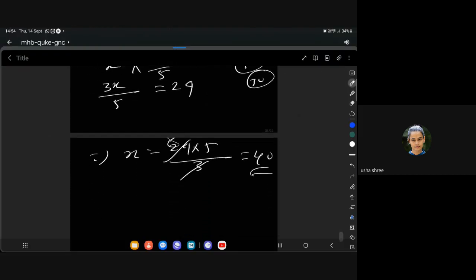So from tomorrow we'll solve more problems. 1 or 2 days we'll spend on this fraction part. After this, we'll start the next part, that is time and distance or percentage. Okay, so any doubt in today's class?